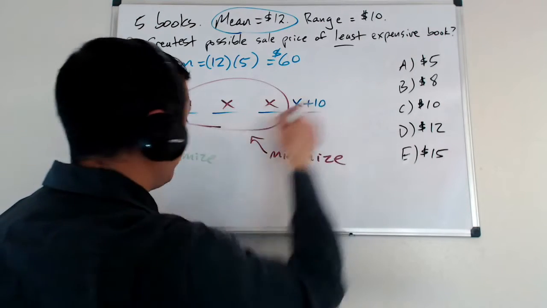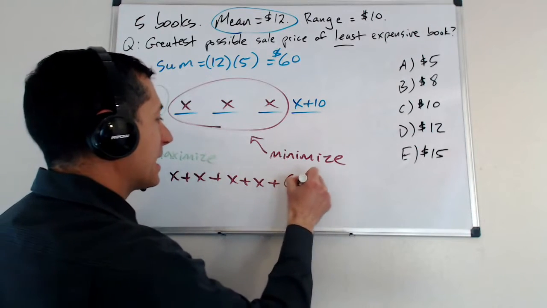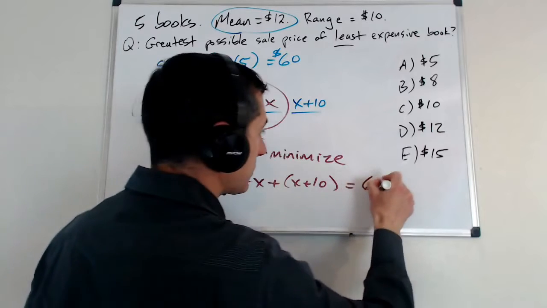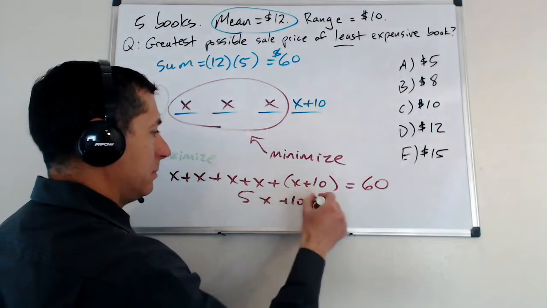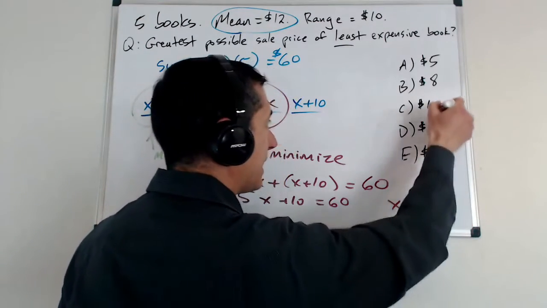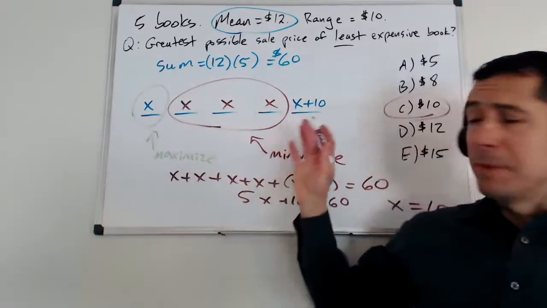So add these up. X plus X plus X plus X plus X plus 10 gives me that sum of 60. So 5X plus 10 equals 60. And X just has to be 10 here. My answer is C. Again, plenty of variance on this, but this is the heart of it.